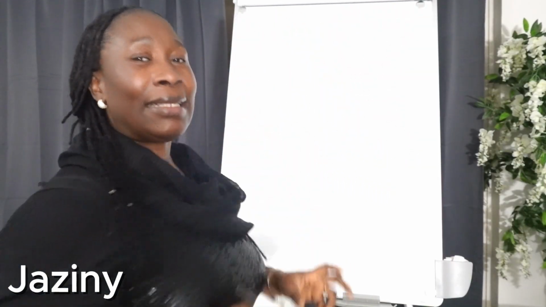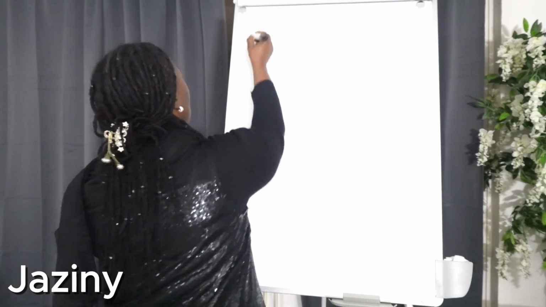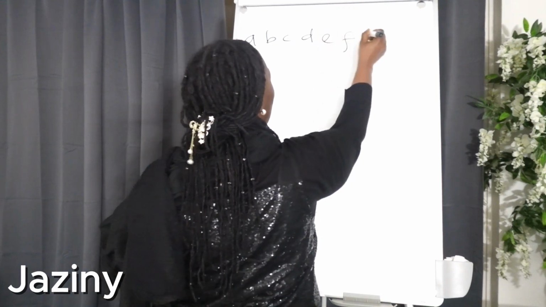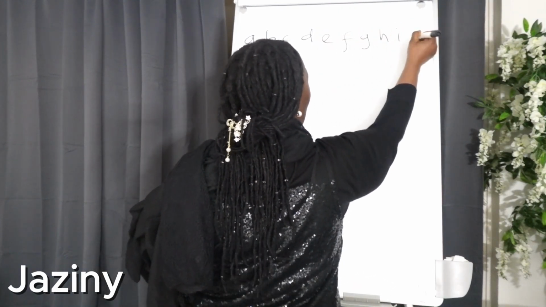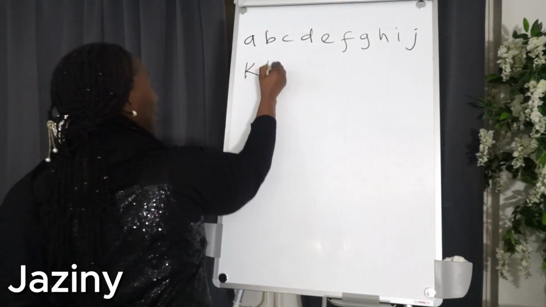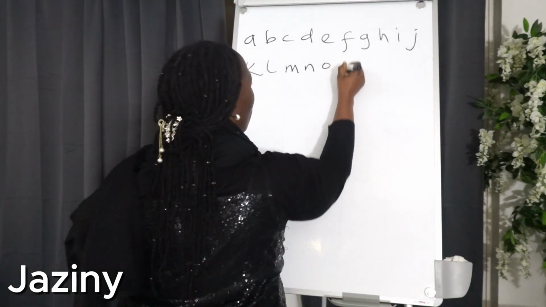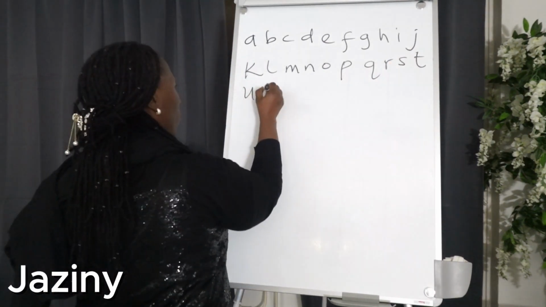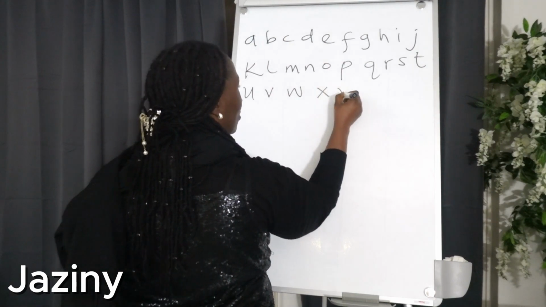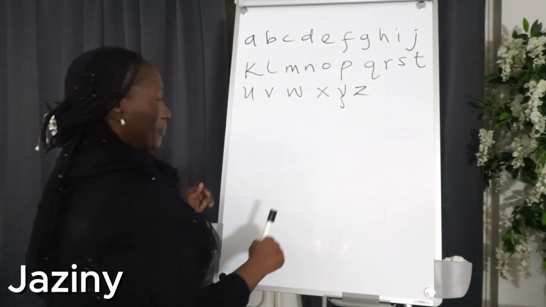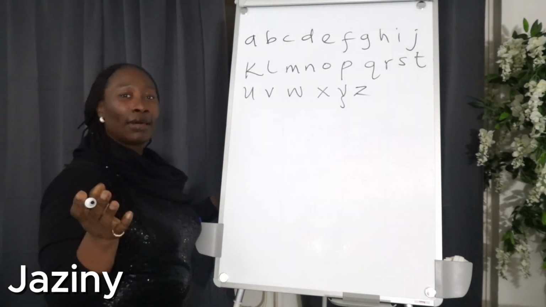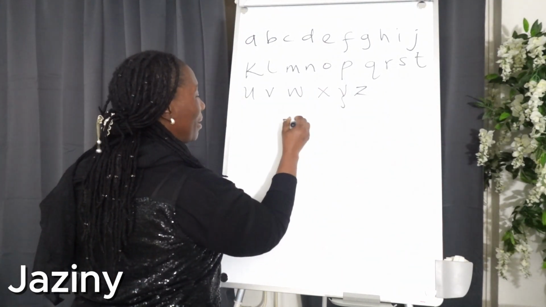Let's dive right in. I will start by writing down the English alphabet, which is A, B, C, D, E, F, G, H, I, J, K, L, M, N, O, P, Q, R, S, T, U, V, W, X, Y, Z. Then I will go ahead to also write down the Igbo alphabet, which we call the Edemede Igbo.